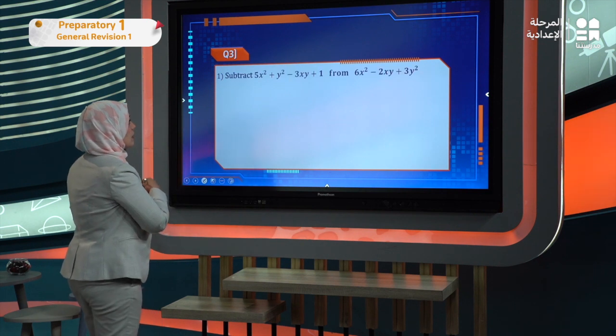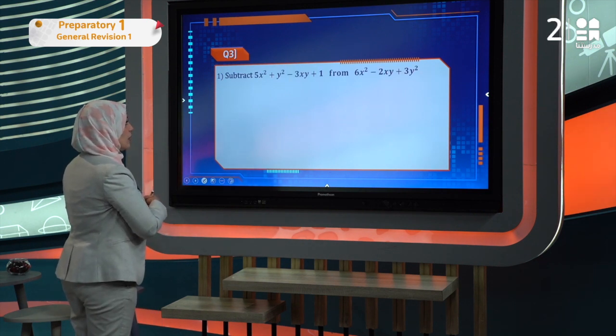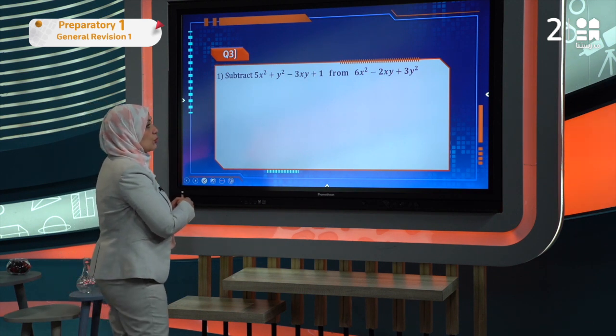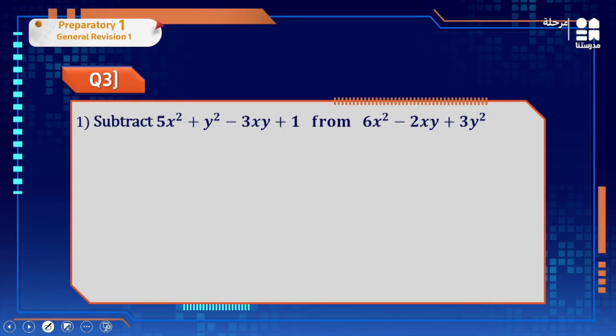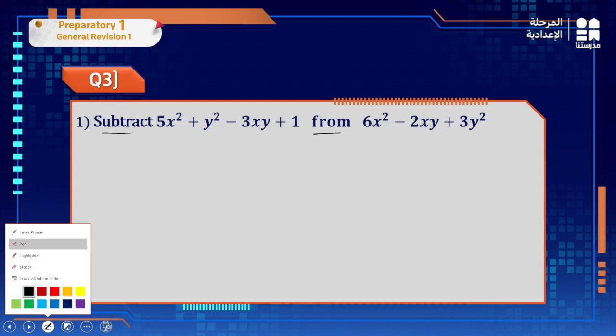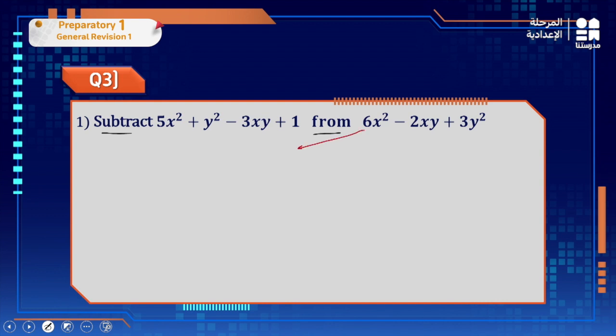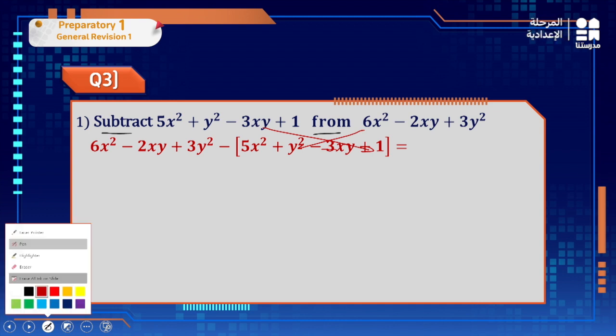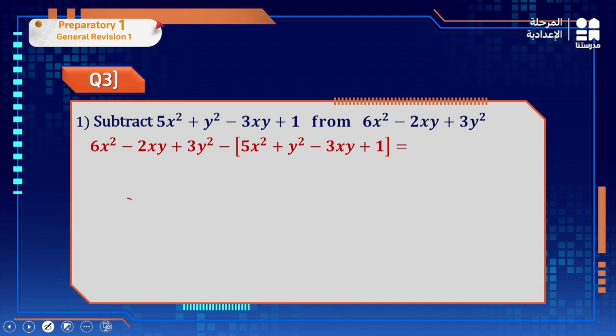Question 3. Subtract 5x squared plus y squared minus 3xy plus 1 from 6x squared minus 2xy plus 3y squared. When you see subtract from, immediately switch the order. So we are going to start from this expression, then minus the other expression, not term, expression. Here it is. We wrote the second expression at the beginning and the first expression second. And here we have minus.